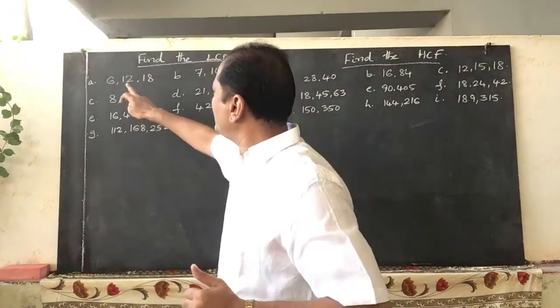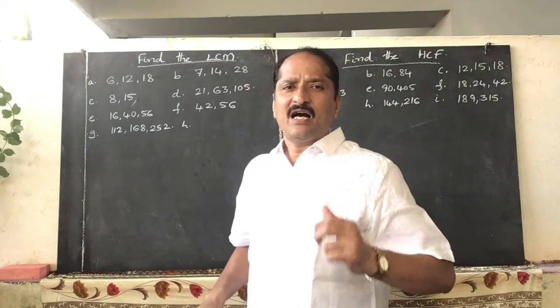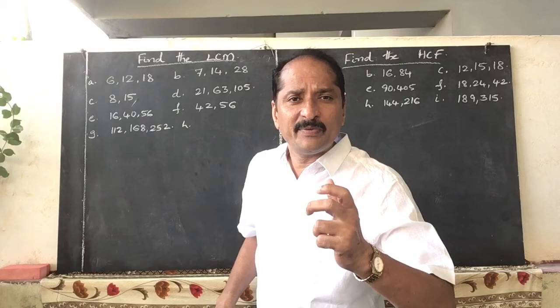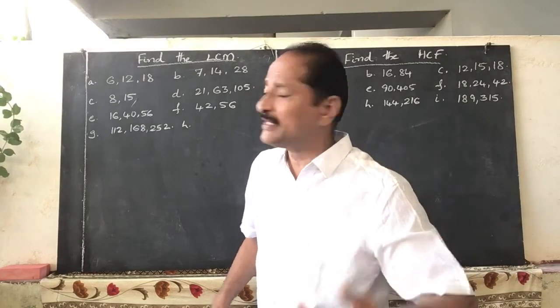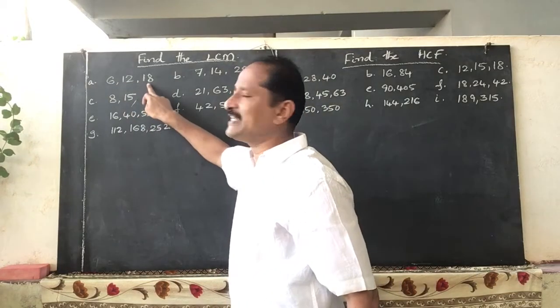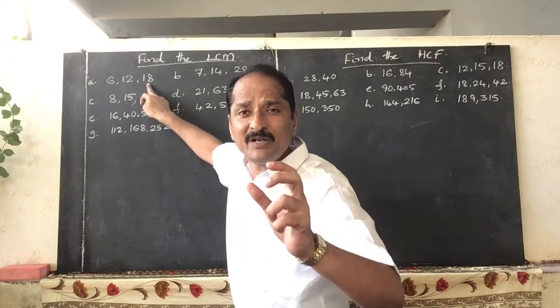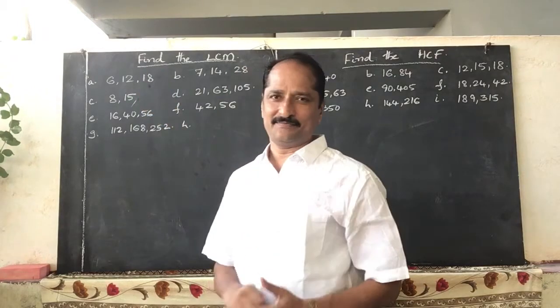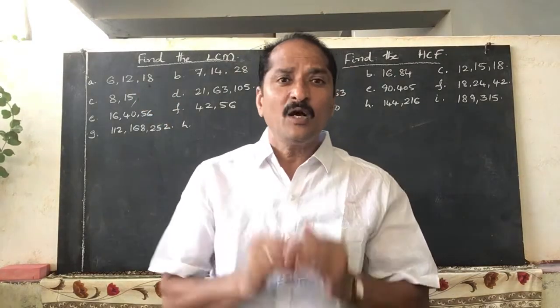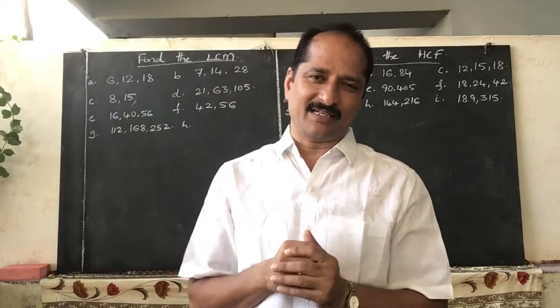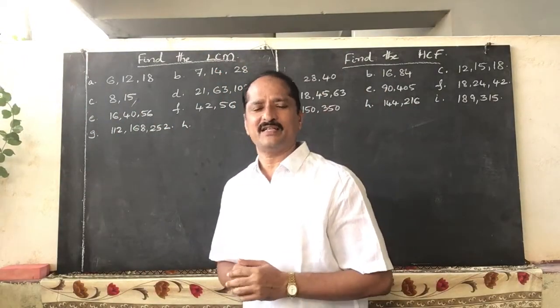Now here observe carefully 6, 12 and 18. Of these three numbers, the LCM will be greater than the greatest. That means the greatest number of these three is 18. So the LCM will be more than 18. The LCM should be more than 18. That is our answer. That is the first property of LCM.